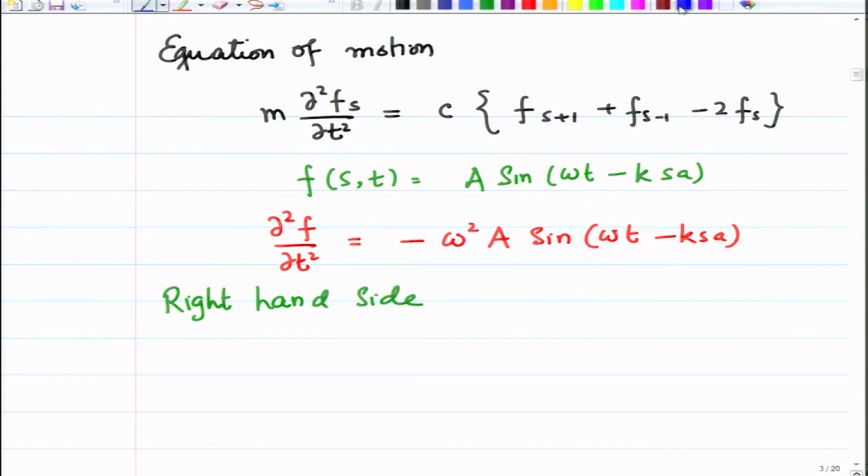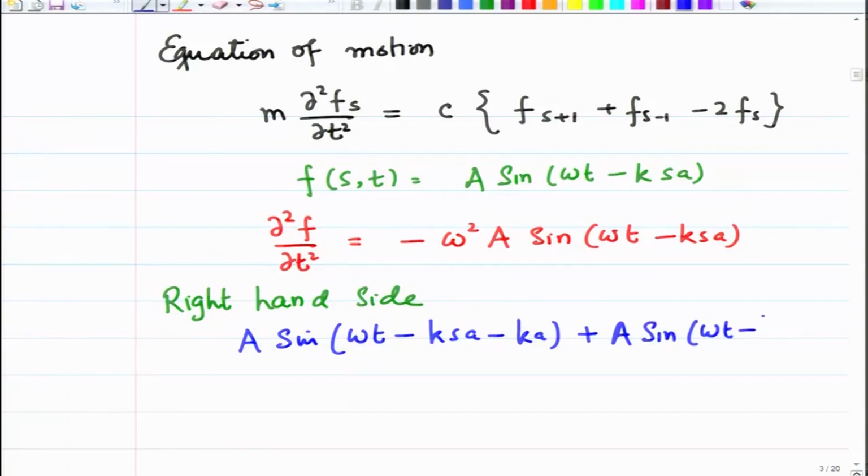is going to be f s plus 1. So, that is going to be A sine of omega t minus k S A minus k A plus f s minus 1. So, that is going to be A sine of omega t minus k S A plus k A minus 2 times f s, which is going to be A sine of omega t minus k S A. Let us calculate this.